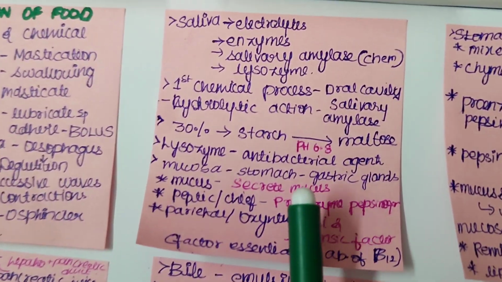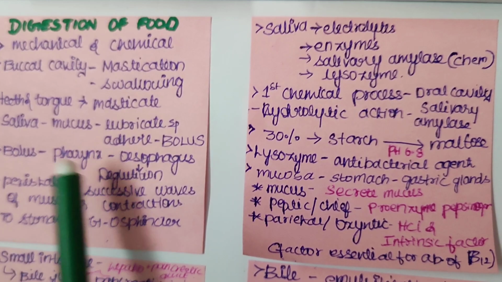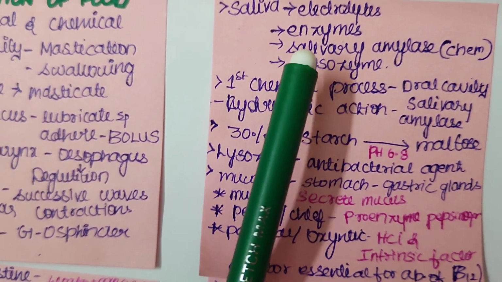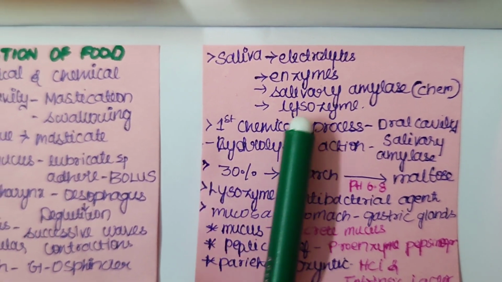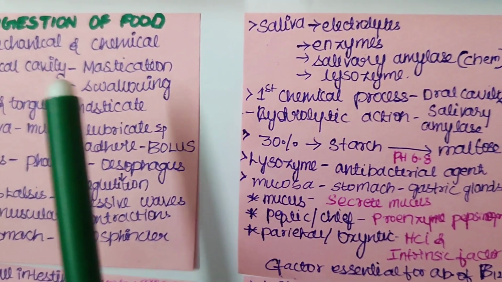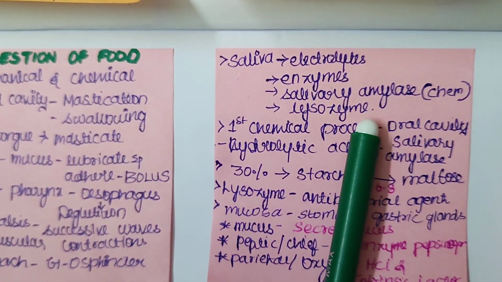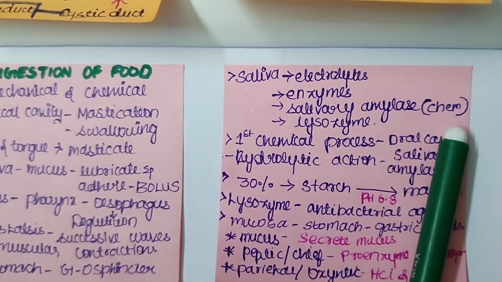So coming to the next one. In the saliva, we already talked about the saliva, right? So what are the things we have in the saliva? In saliva, we have electrolytes, enzymes, salivary amylase and lysozyme. We talked about the mechanical and chemical methods in digestion. Here the chemical process begins firstly with the salivary amylase. That's what I mentioned here.